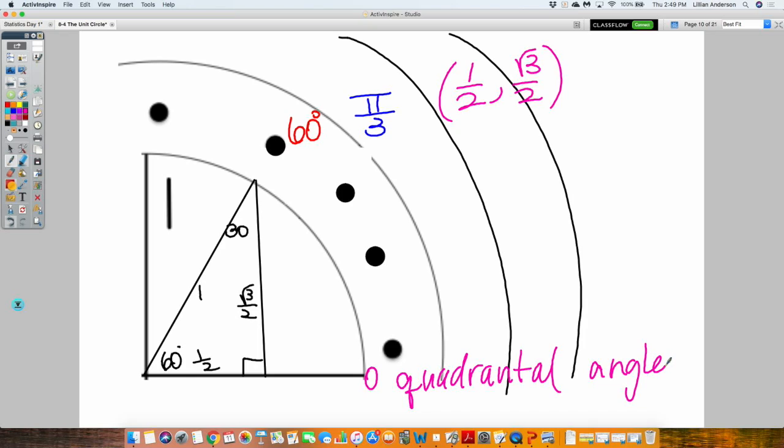And let's talk about this one at the top. We know this one up here is going to be 90. What is 90 as a radian? 1/2 pi, or pi over 2. And what is this ordered pair? What do you think?